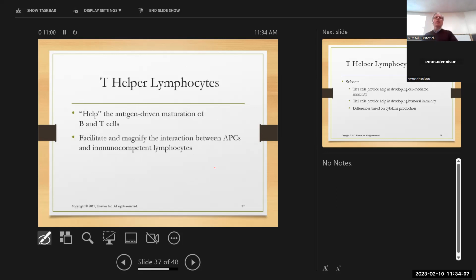So as I said, the helper cells, they will help B cells mature, make antibodies, and so on and so forth. They'll facilitate, they'll magnify the interaction between the antigen presenting cell. And remember what the antigen presenting cells are. They're usually dendritic cells. So I'll say DC, dendritic cells, or macrophages. And the lymphocytes, the B cells whose surface antibodies recognize that antigen, they are activated by the T cells.